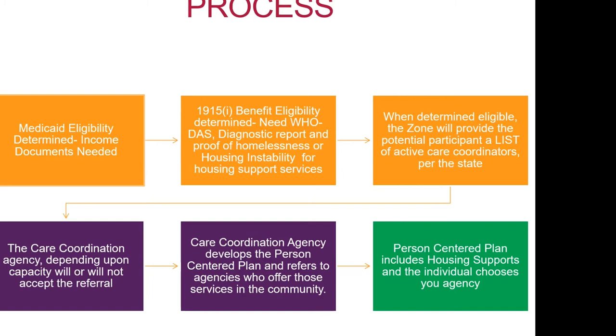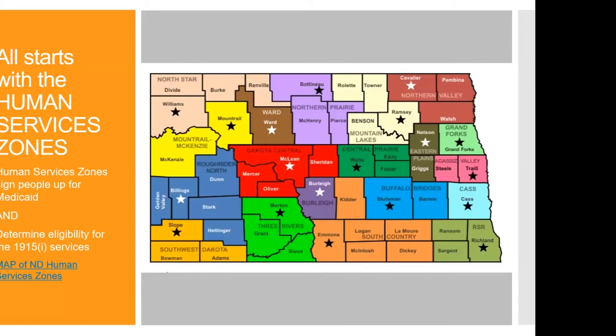Next slide, please. So this is the whole process. Now we'll get to the map. But if you can't wait to see the map, just Google North Dakota rural provider shortage area, and I promise you, you will find the map. I've Googled it many times. So as we said, it all starts with the zones. Here's a map of the North Dakota Human Services zones. This is a state website.